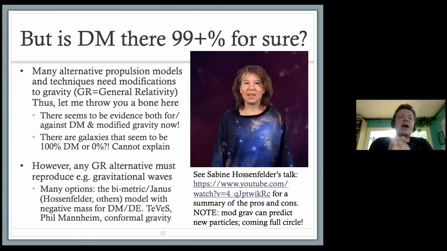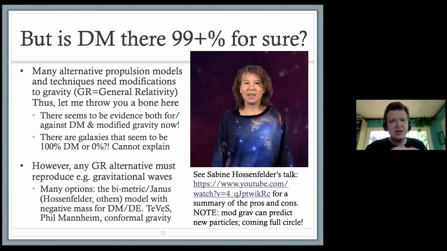And so one of the ideas that's catching fire now is that we need both. We need some modification of gravity, not as excessive as we would have thought decades ago. And we need to come to terms with there not being as much dark matter as we thought, because you need both. You need modified gravity and you need dark matter in order to explain all the observations.